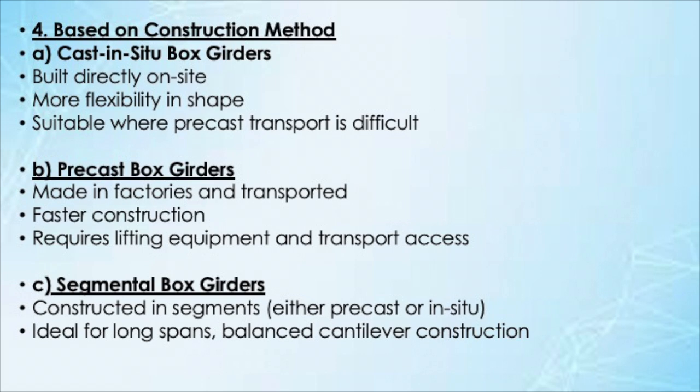Next is based on construction methods. Cast in situ box girders are built directly on site, with more flexibility in shape, suitable when precast transport is difficult. Next is precast box girders, made in factories and transported. Faster construction, requires lifting equipment like cranes and good transportation access. Next is segmental box girders, constructed in segments, either precast or in situ, ideal for long spans, with balanced cantilever construction.